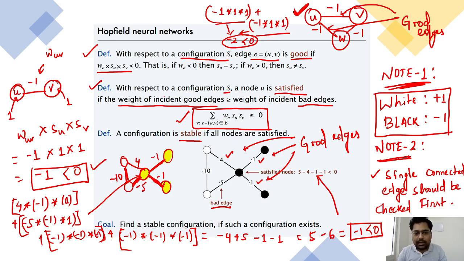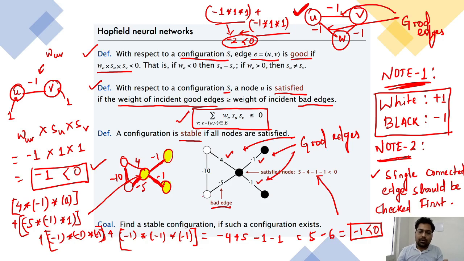So here, how do we say it's satisfied? Again, I'm just saying incident good edges are more than or equivalent to the bad edges. For this vertex, there are 3 good edges and 1 bad edge. Definitely good is more. That's why we say it is satisfied. Clear? In this condition, we should say it is satisfied.